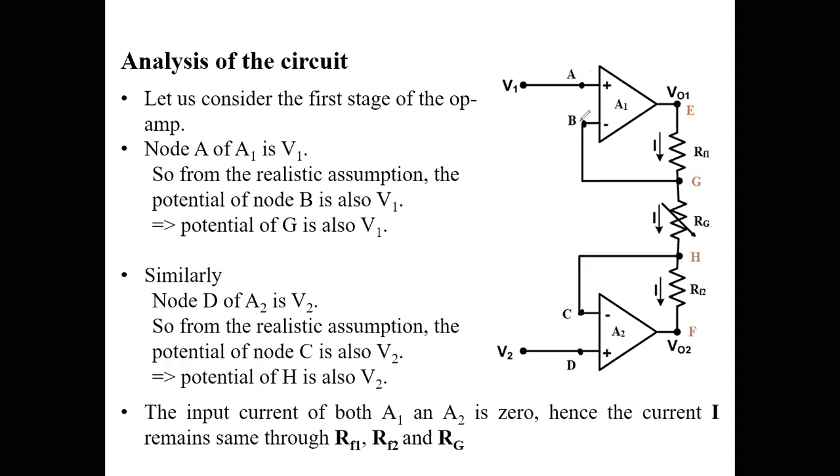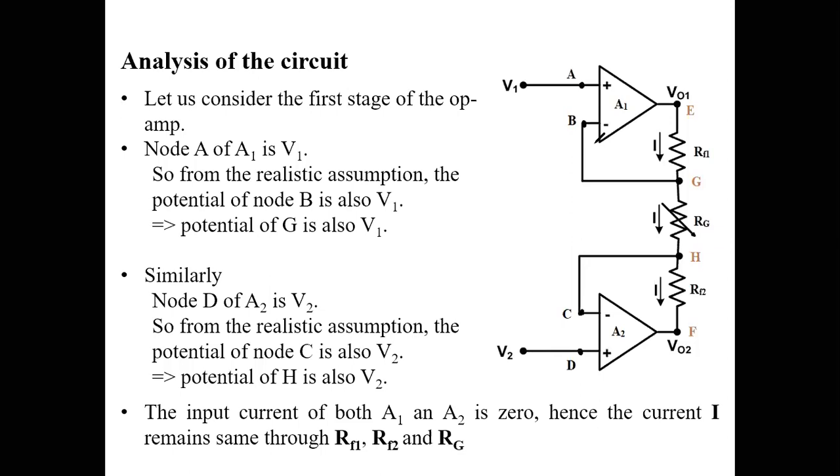So if B is at the same potential, automatically G is also at V1, which is equal to V1. Similarly, on the bottom side also, D is at V2 potential, and therefore by the concept of virtual ground, C is also at V2 potential. Since K is connected to the point H, H is also at V2 potential.